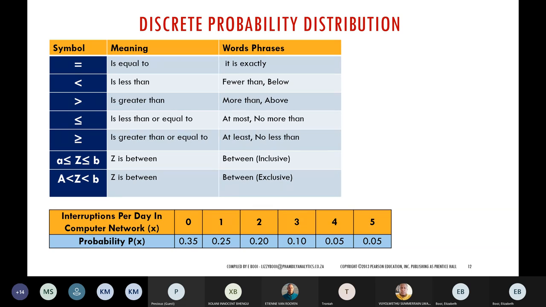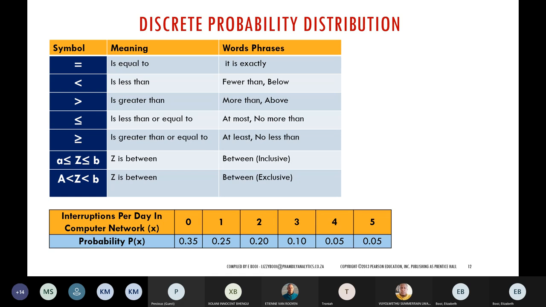We said when we calculate the probability for a discrete probability distribution, we must always remember that if they give us the word phrases, we can tie the word phrases back to the symbol sign, or we can use the symbol sign to make sense of what we need to calculate in terms of those probabilities. You need to remember all this from now on until you write the exam, because from now on they will give you either the symbol or the word phrases for all the probability questions and the hypothesis questions that we're going to be looking at going forward. So you need to know this by heart.